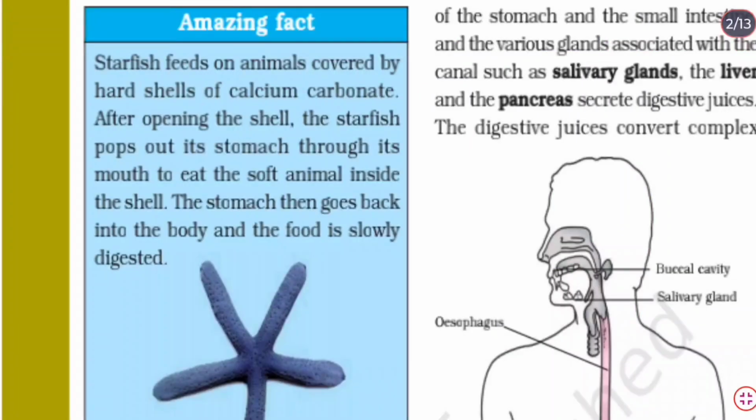Amazing fact. The starfish feeds on animals covered by a hard shell of calcium carbonate. After opening the shell, the starfish pops out its stomach through its mouth to eat the soft animal inside the shell. The stomach then goes back into the body and the food is slowly digested.